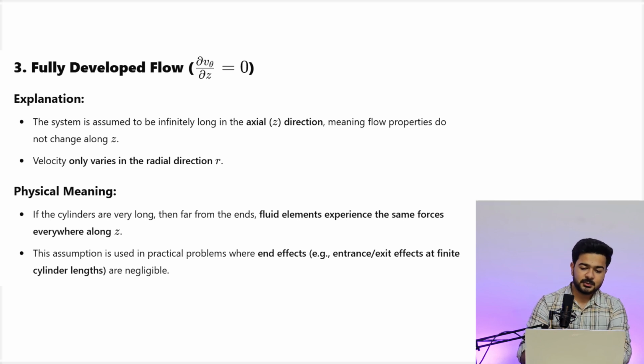Explanation: the system is assumed to be infinitely long in the axial direction, meaning flow properties do not change along z. That is, the coaxial cylinders have an infinite length, so the properties are not changing in the z direction. Velocity only varies in the r direction. Physical meaning: if the cylinders are very long, then far from the ends, fluid elements experience the same forces everywhere along z. The assumption is used in practical problems where end effects, that is entrance and exit effects of finite cylinders, are negligible, so that v theta is not changing in the z direction.